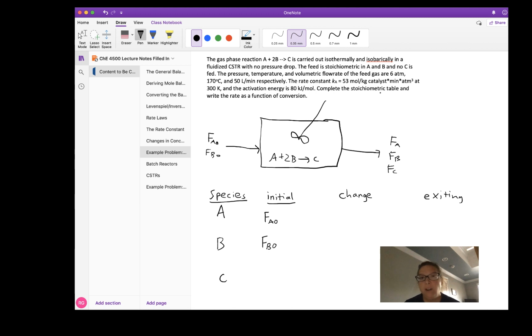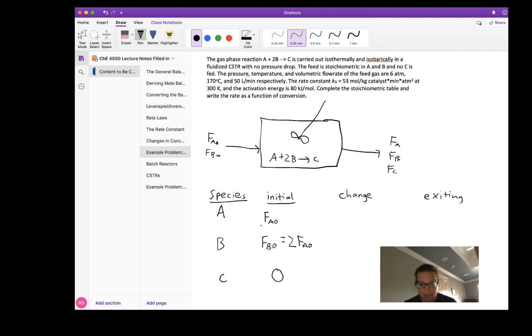But I know that the feed is stoichiometric in A and B, and since the stoichiometric coefficient of B is twice that of A, that means that the amount coming in of B is equal to 2 times the amount coming in of A. So I'm going to write FB naught is equal to 2 times FA naught. This allows me to decrease the number of parameters I need to worry about by 1. And then if I look at C, the amount I have coming in is 0.